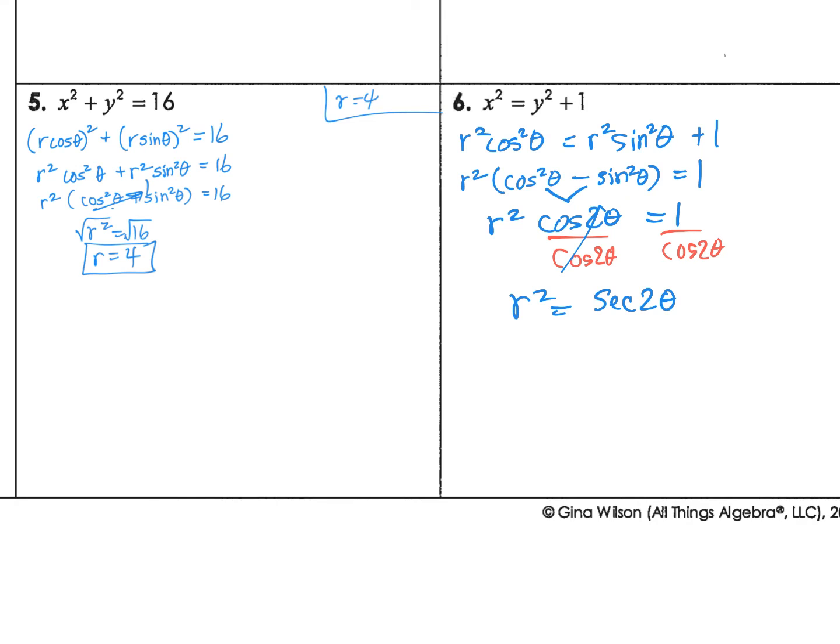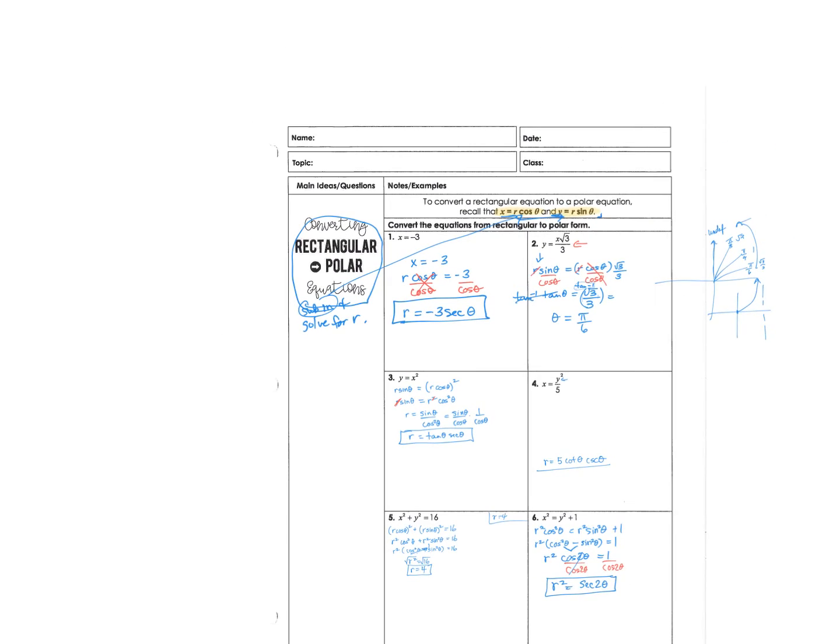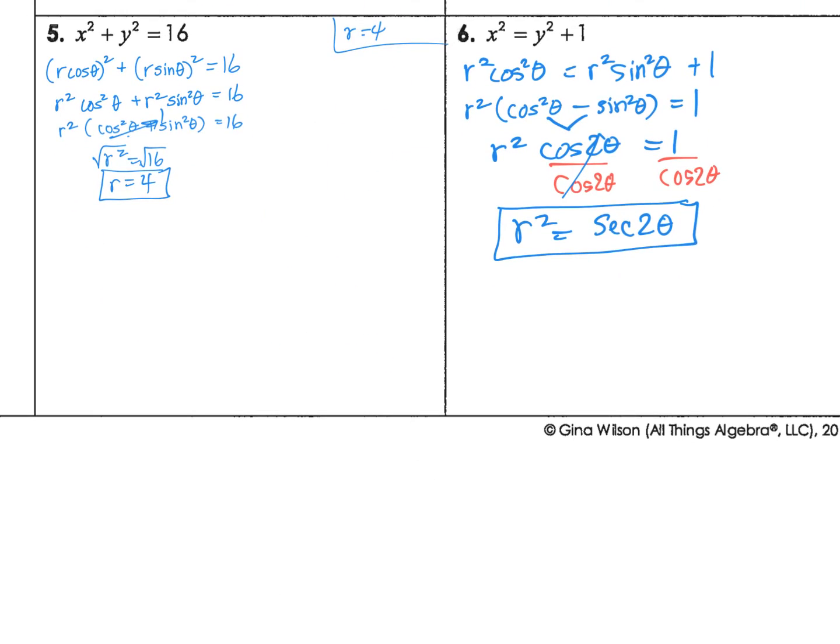Okay. We can actually leave it this way, because it is still in terms of r, isn't it? R's on one side, theta's on the other. All right. They just get more complicated. This is rectangular to polar.